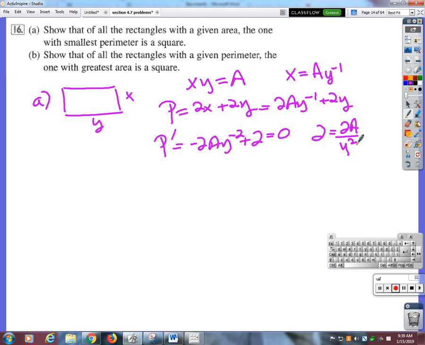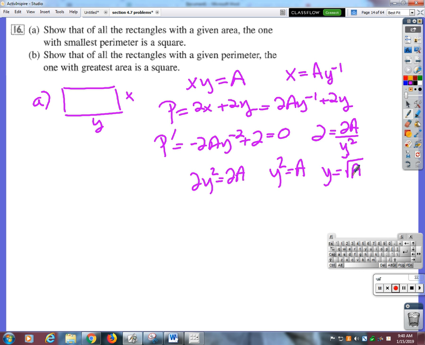Huh? Well, it was negative and I scooted it over to here. Make it positive. Yeah. That is a y squared. Multiply both sides by y squared, so 2y squared equals 2a. So that means y squared equals a. Yep, so that means that y is equal to the square root of a.